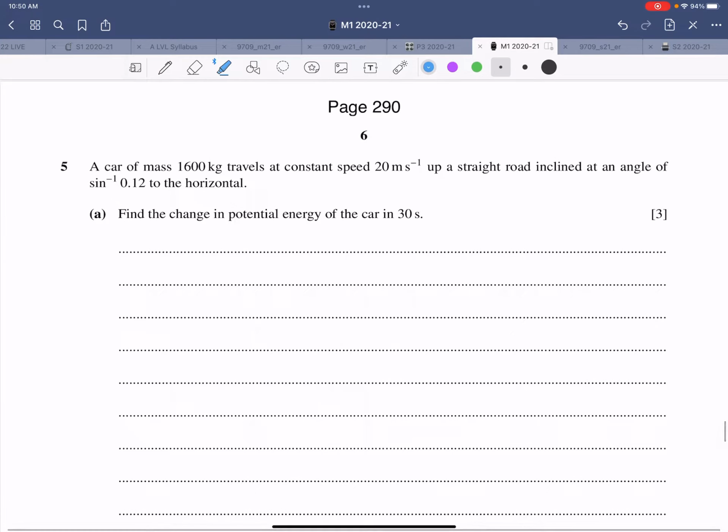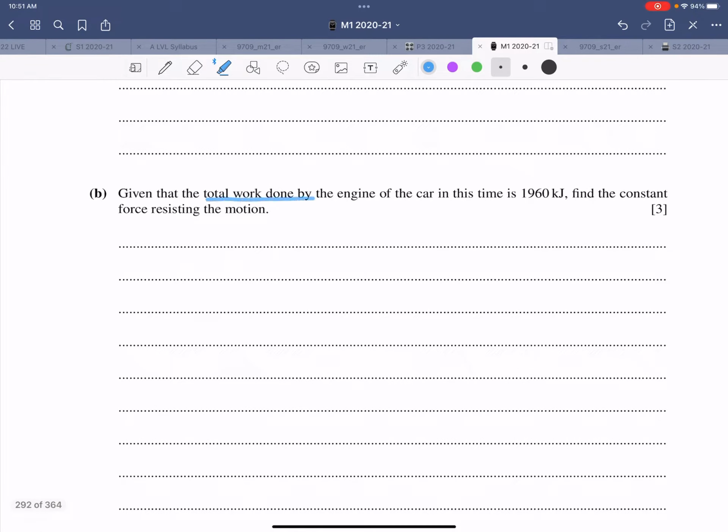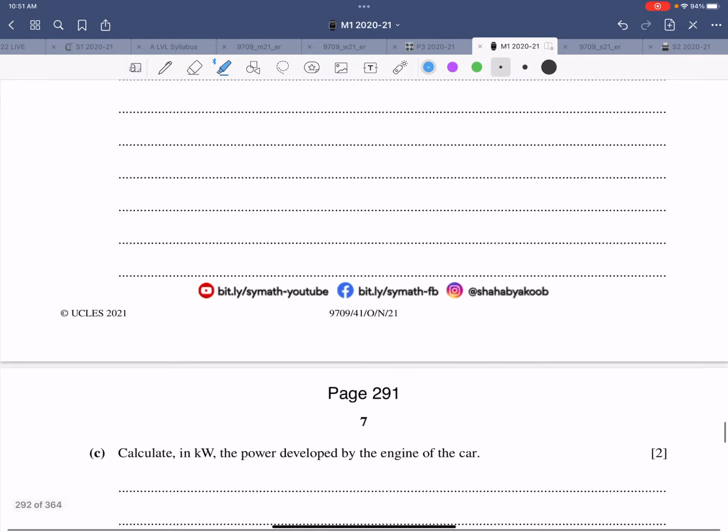Question number 5. Now question number 5 says, a car of mass 1600 kg travels at a constant speed. So now this is about mass, constant speed, straight road, inclined at an angle of sine inverse. Find the change in potential energy of the car in 30 seconds. That's the first thing. Given that the total work done by the engine in this time is 1960, find the constant force resisting the motion. That is the second thing.